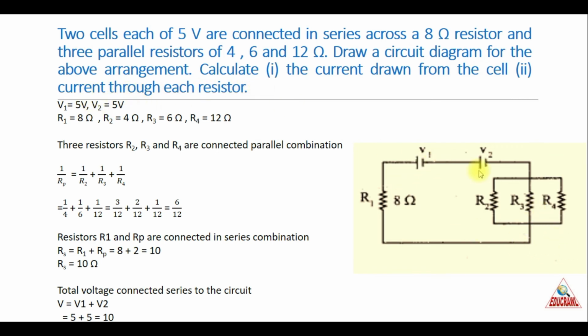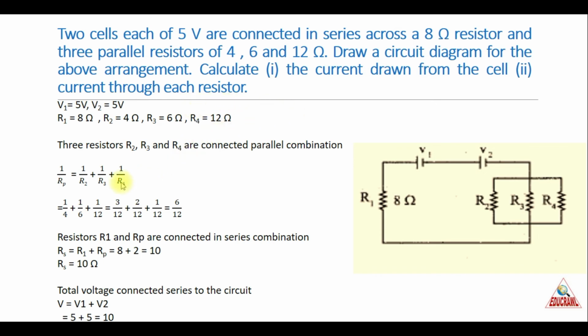So first the circuit diagram is drawn. We have got two cells of voltage V1 and V2. And our resistance R1 is connected in series. After that you have got 3 parallel resistors, that is 4 ohm, 6 ohm and 12 ohm, that is R2, R3 and R4, connected in parallel across each other. That combination is connected in series with R1, and just see how the connection is done. Now we have to find the current and the current through each resistor.